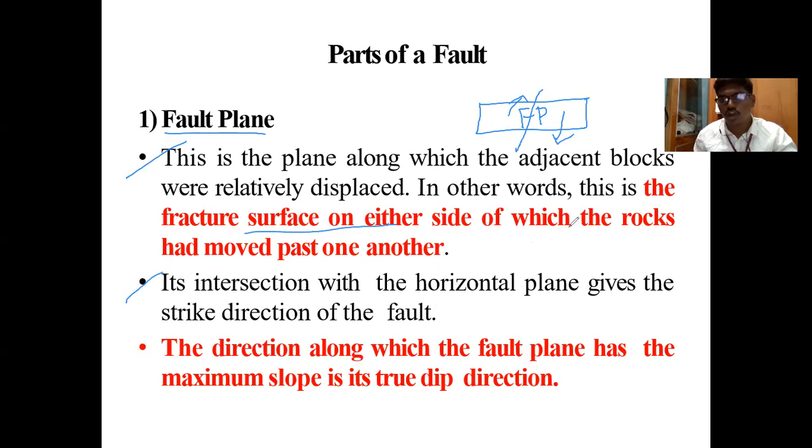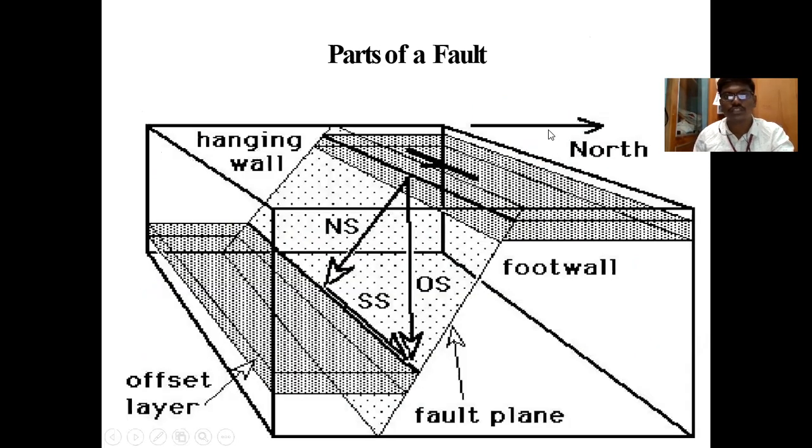As I've already drawn, for example, if I draw a simple rock bed in this way, a small block-like structure, and a fault has happened here, you can draw the line with respect to the horizontal. That will be my strike. The third point is the direction along which the fault plane has maximum slope, which is the dip direction. If I explain that with the help of an image, you can clearly understand the strike, the dip, and the points I've mentioned in the previous slide.